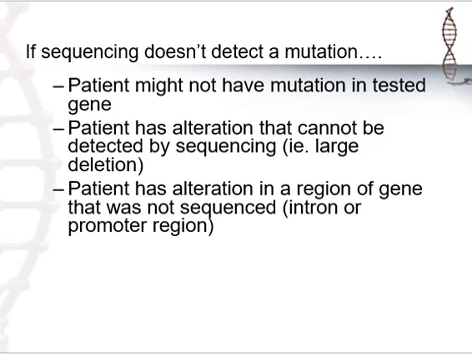If sequencing doesn't detect a mutation, either the patient may not have a mutation in the tested gene, the patient has an alteration that cannot be detected, for instance, a large deletion that was missed by this, or the patient has an alteration in a part of the gene that is not sequenced, for instance, in intron or promoter regions of the gene that we're not actually looking at.